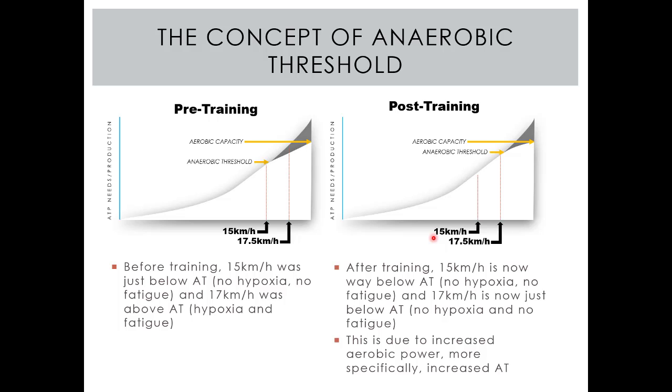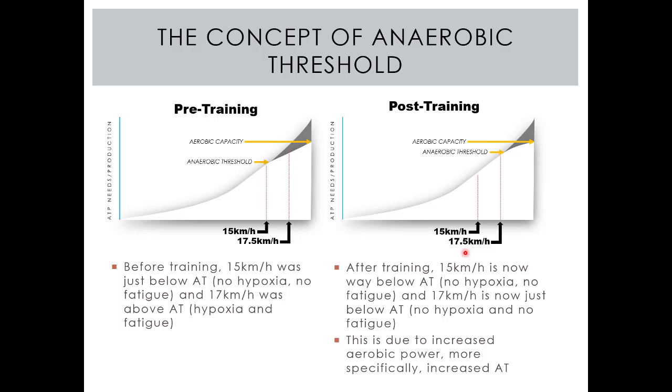Now he is able to maintain an improved run pace or workload of 17.5 kilometers per hour because that workload went from being a post anaerobic threshold workload to now a pre-anaerobic threshold workload, slightly below his anaerobic threshold workload. This means that there is less hypoxic stress and fatigue during a 17.5 kilometer per hour run workload.